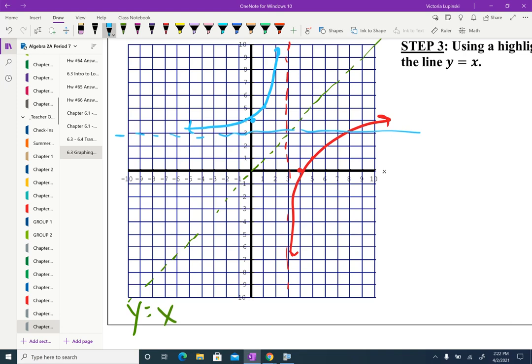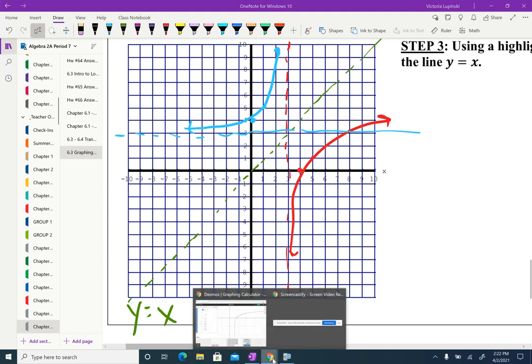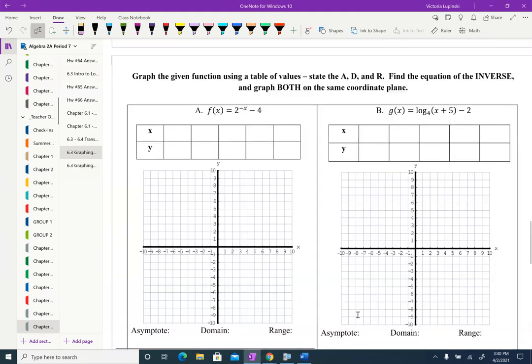Now that we know exactly what the graphs are supposed to look like, let me show you exactly what the problems that you're expected to do will look like. All right, so for our last couple problems, there was obviously a lot going on today, so I tried to simplify the process here.